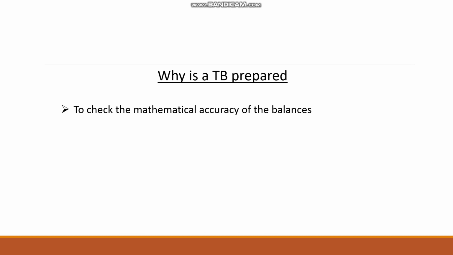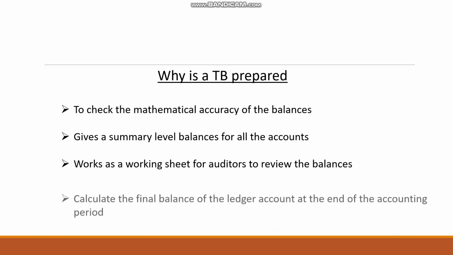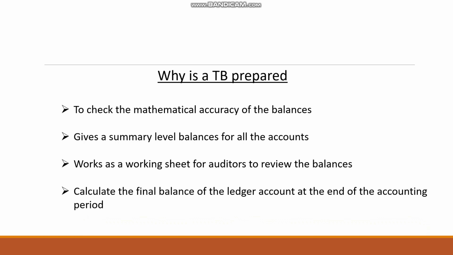But right now, let's just resume here why a TB is prepared. It also gives you summary level balances for all the accounts. We just discussed this in the definition of a trial balance. The auditors come to your business premises and ask for the trial balance as the first thing. They take it to check the balances for all the ledgers and try to find something which is mischievous. Finally, it is used to calculate the final balance of all the ledgers at the end of the accounting period. Hence, it gives you the summary of all the accounts.